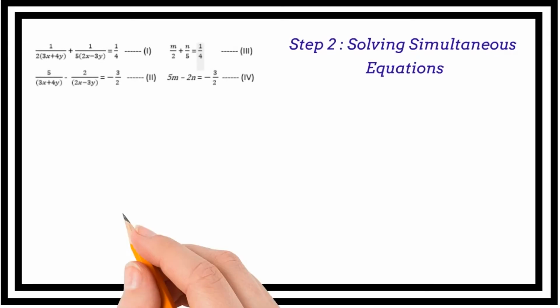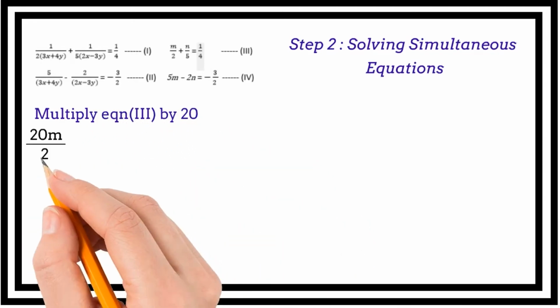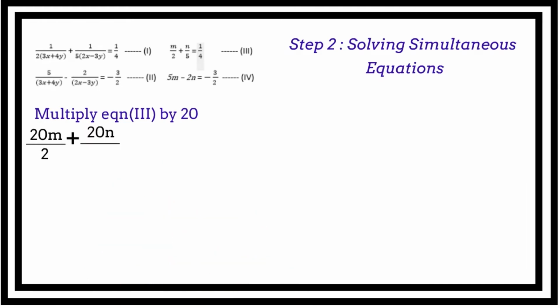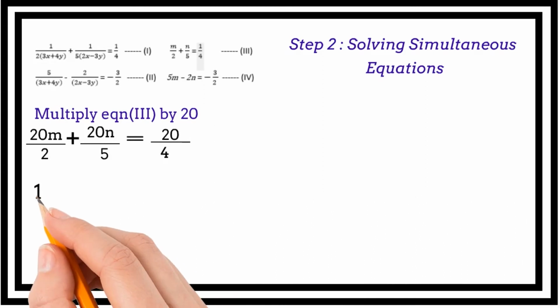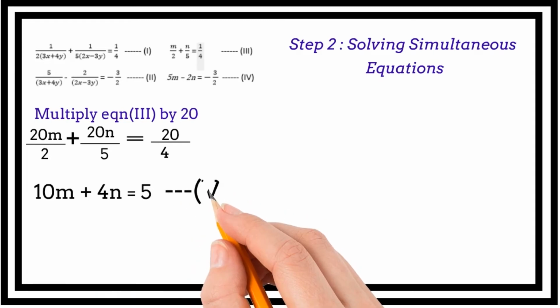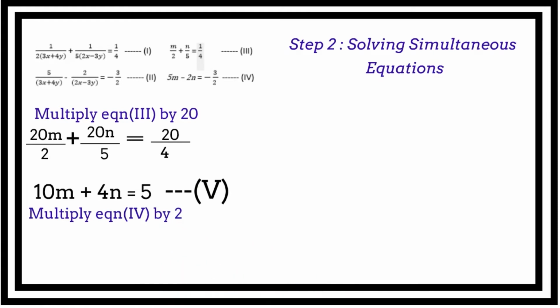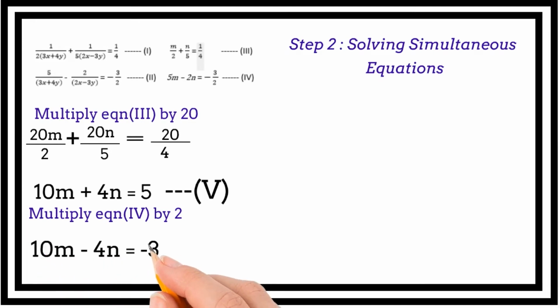For that, we will multiply equation number 3 by 20. So we will get 20m by 2 plus 20n by 5 is equal to 20 by 4. After simplification, we will get 10m plus 4n is equal to 5. This will be my equation number 5. Now we are going to multiply equation number 4 by 2. So we will get 5 into 2m minus 2 into 2n is equal to minus 3 into 2 upon 2. After simplification we will get 10m minus 4n is equal to minus 3.